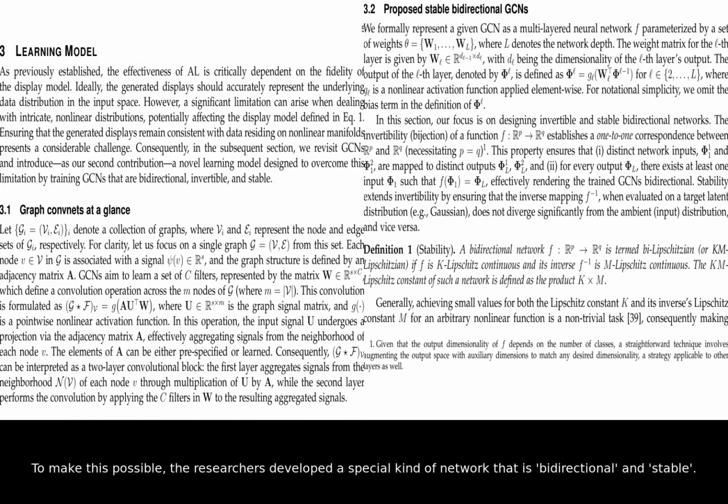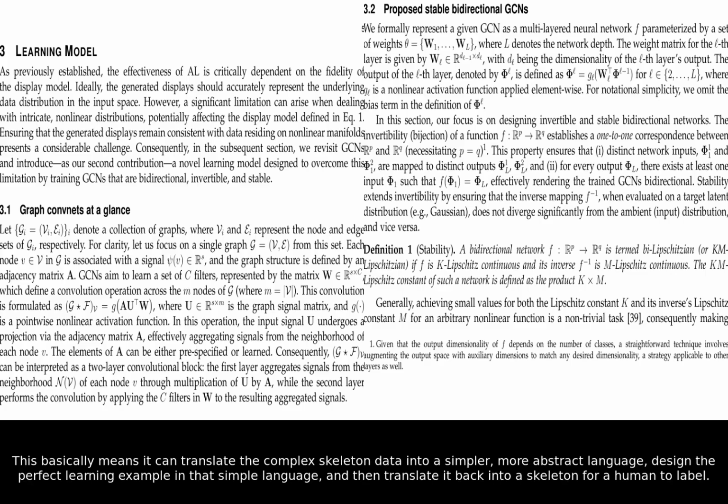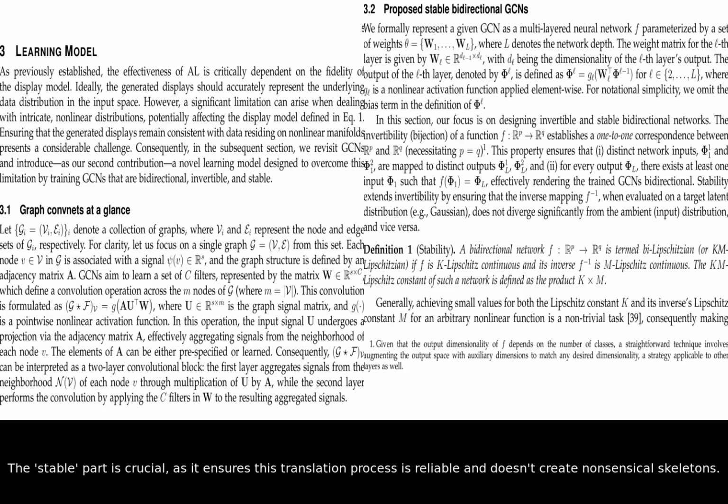To make this possible, the researchers developed a special kind of network that is bidirectional and stable. This basically means it can translate the complex skeleton data into a simpler, more abstract language, design the perfect learning example in that simple language, and then translate it back into a skeleton for a human to label. The stable part is crucial, as it ensures this translation process is reliable and doesn't create nonsensical skeletons.